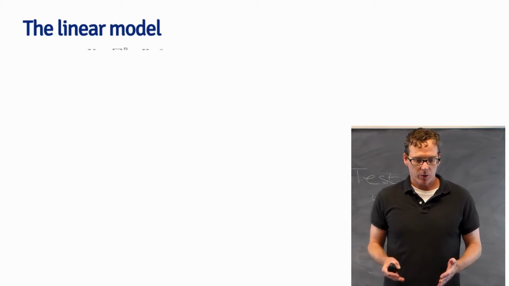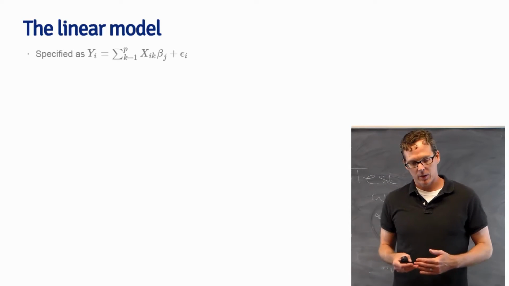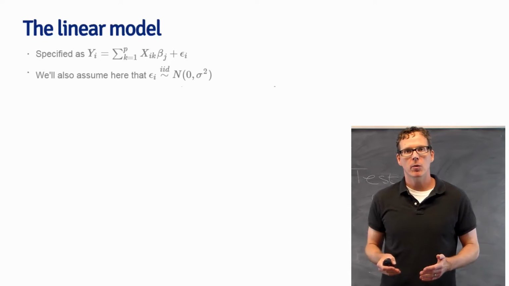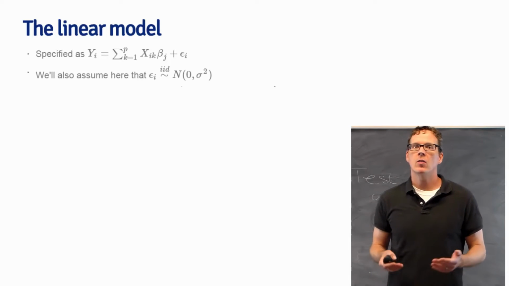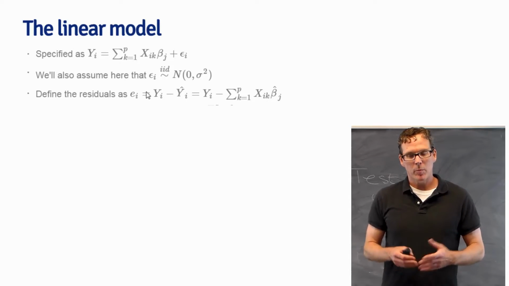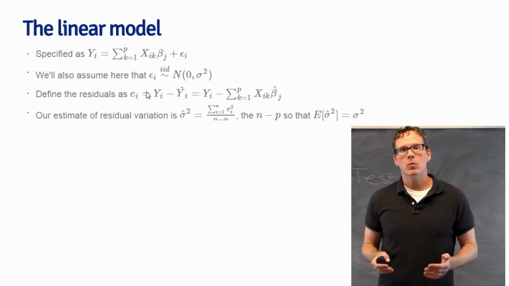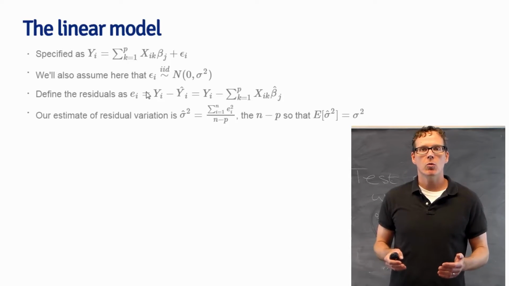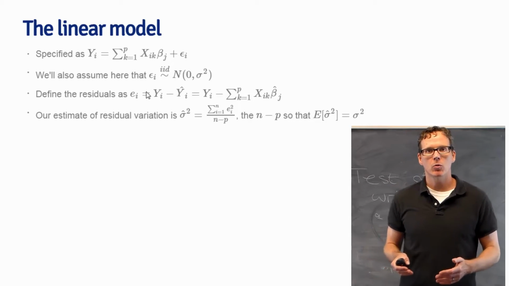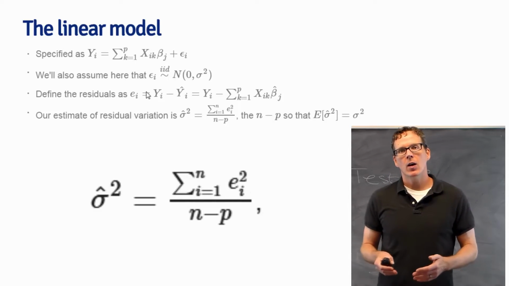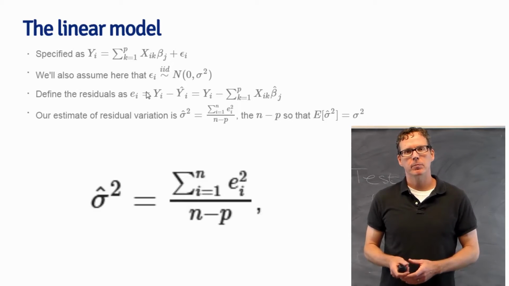Remember, we started out with our linear model. We're also going to assume here throughout the lecture that our errors are normally distributed. Some of our results require that, and some of them don't. Remember how we defined our residuals, and that our estimate of residual variation is the sum of the average of the squared residuals, where remember we divide by n minus p rather than n for unbiasedness sake.